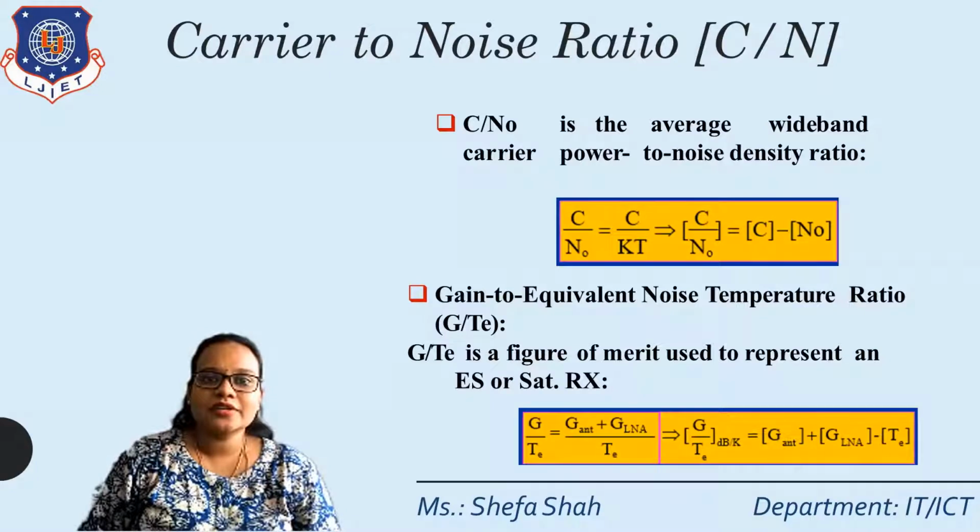Similarly, the second parameter that is related with the space link is the gain to equivalent noise temperature ratio, that is G by T. So whenever we calculate the response at the receiver side, at that particular time, we are measuring the G by T ratio. Now, G by T ratio is nothing but G of antenna, that is gain of antenna, plus gain of LNA, that is the gain of amplifier, divided by the equivalent temperature. So when we define this in decibel format, it will be equal to G plus G of antenna plus G of LNA minus T, that is equivalent temperature, right?